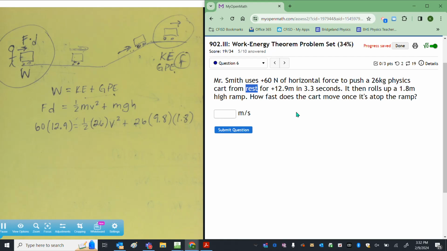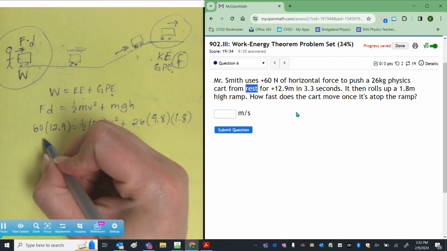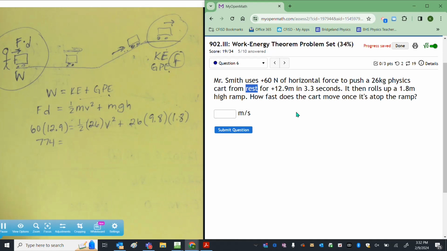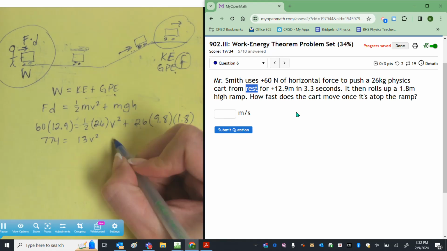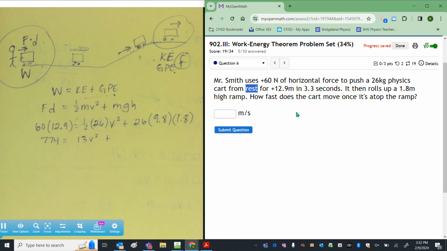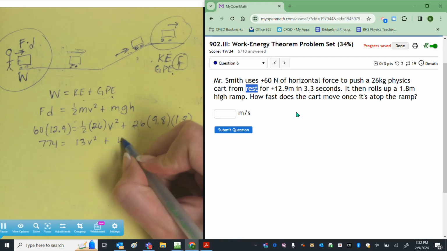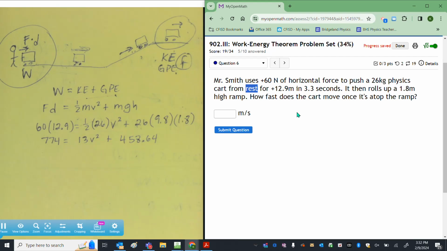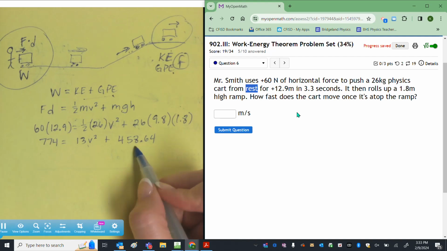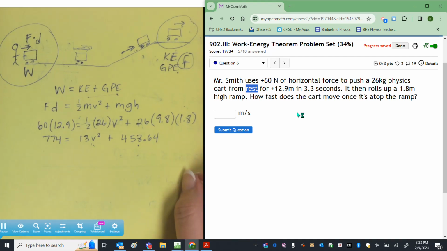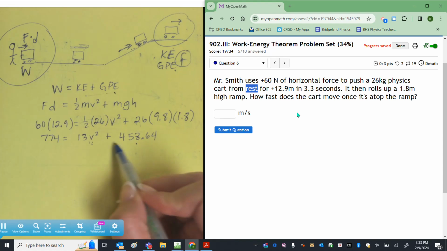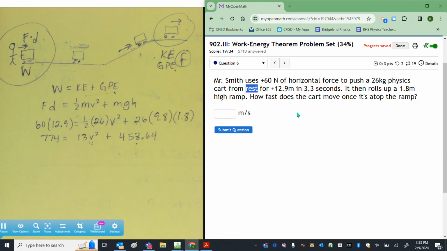60 times 12.9 is 774. This is going to be 13v squared plus 26 times 9.8 times 1.8 is 458.64. Okay, algebraically, you cannot add these. They are not like terms. Please don't try. Instead, we're going to get this by itself by first subtracting this 458.64 from both sides. So if we subtract, it's going to cancel it on the right, and on the left, it's going to leave us with this.